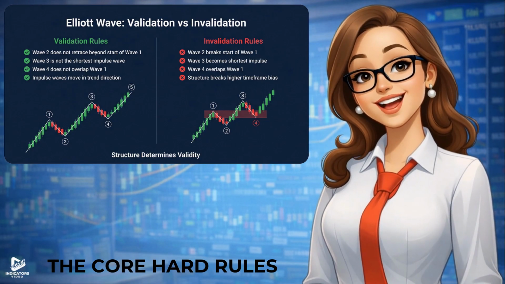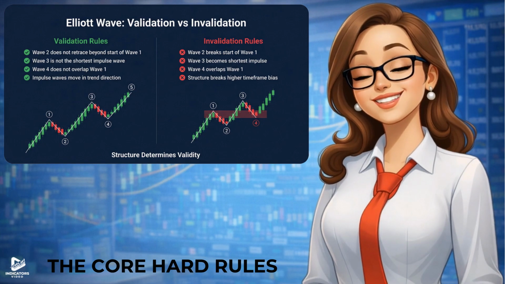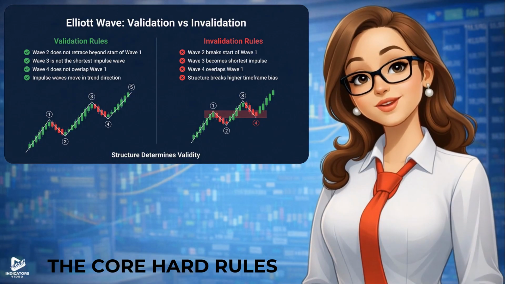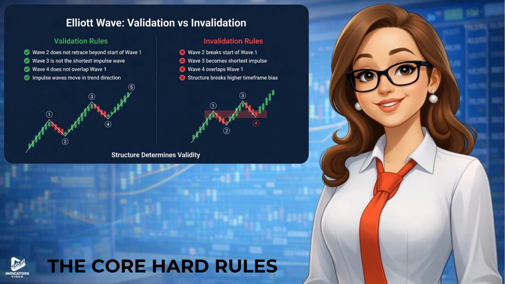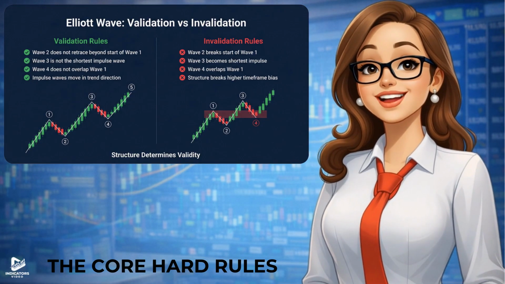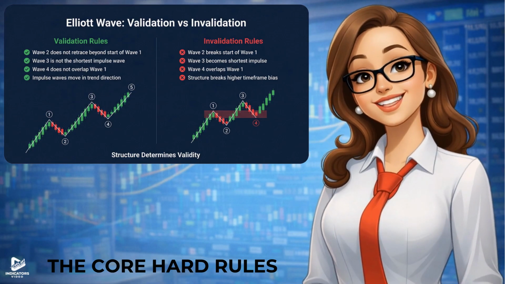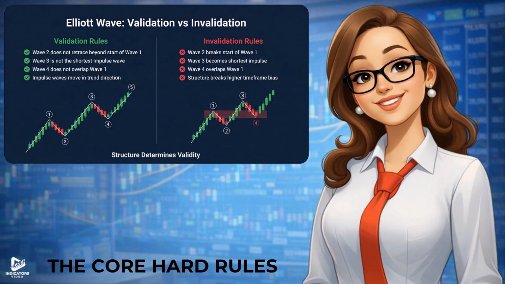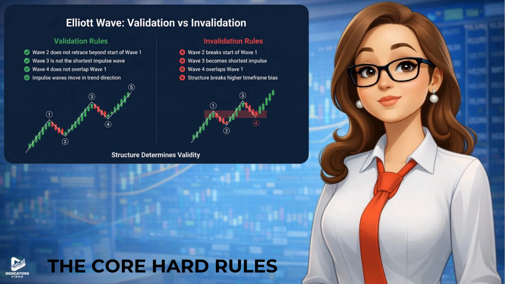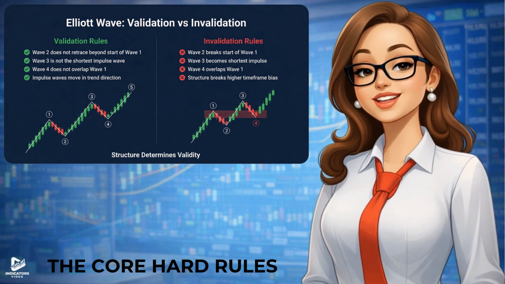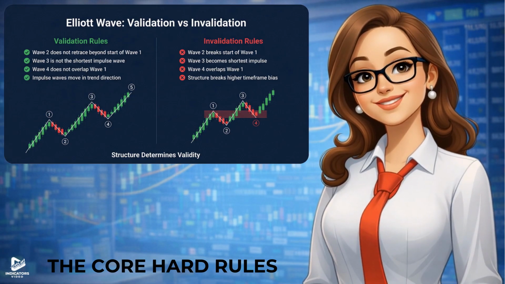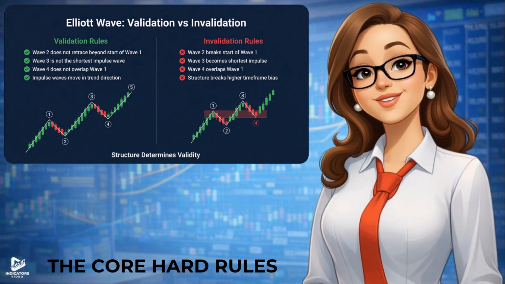Now, invalidation. If Wave 2 breaks the origin of Wave 1, the count fails. If Wave 3 becomes the shortest, the count fails. If Wave 4 overlaps Wave 1, in a standard impulse, the count fails. This is not subjective. These are structural boundaries. When structure breaks, bias must adjust. Respect invalidation. Structure determines validity. If these rules break, the count is invalid.